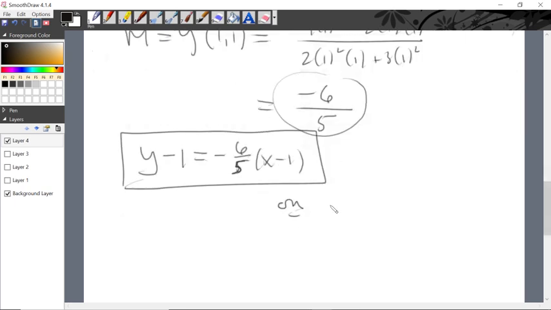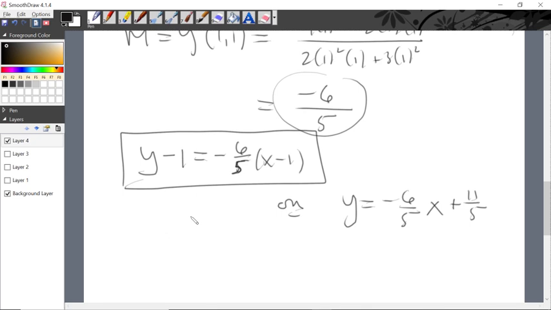Or if we want slope-intercept form, y equals negative 6/5 x, and that's plus 6/5 plus 1, which is plus 11/5. There's the equation of the tangent line.